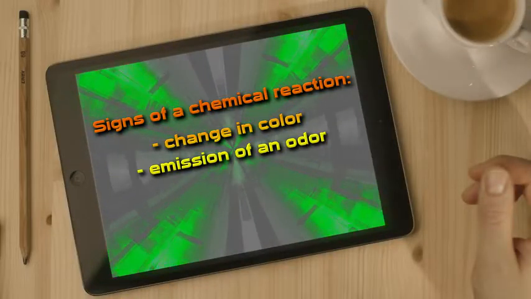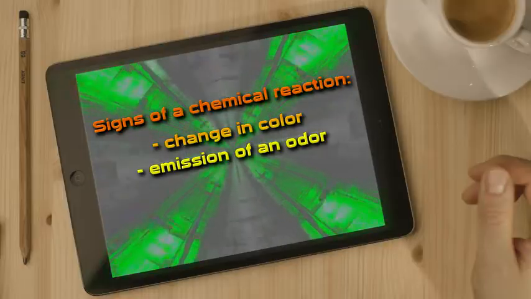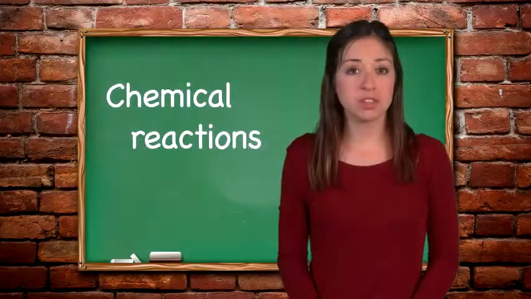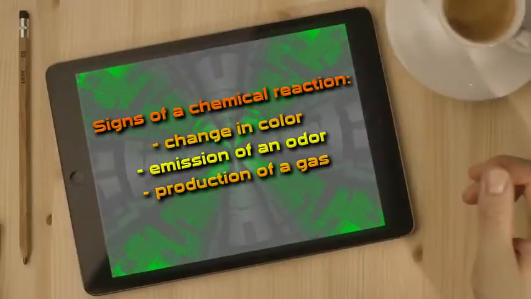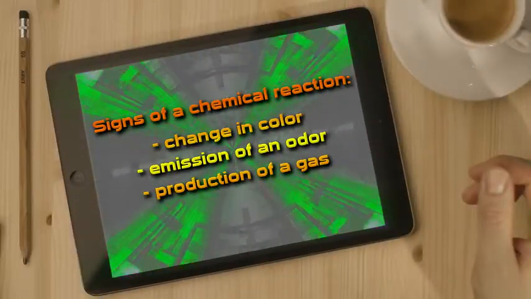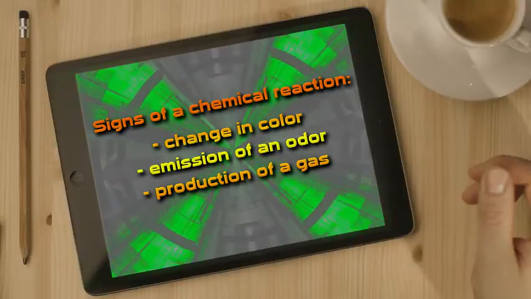Another sign of a chemical reaction is the emission of an odor. Or, does the product give off a smell? Well, ours sure did. That delicious baking cookie aroma made my house smell great. The production of a gas is another sign that a chemical reaction has taken place. The appearance of bubbles sometimes tells us that a gas has been produced.